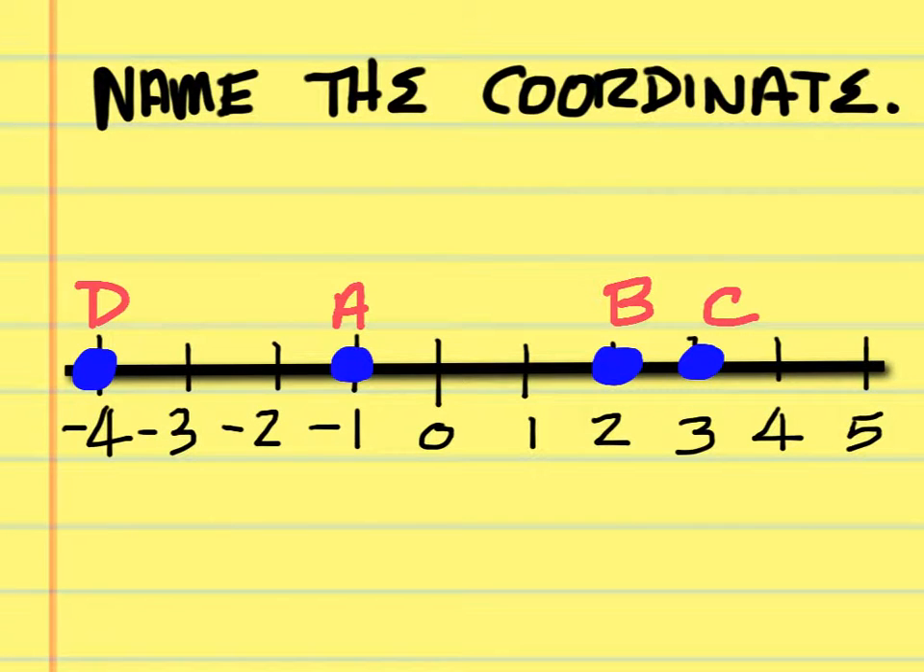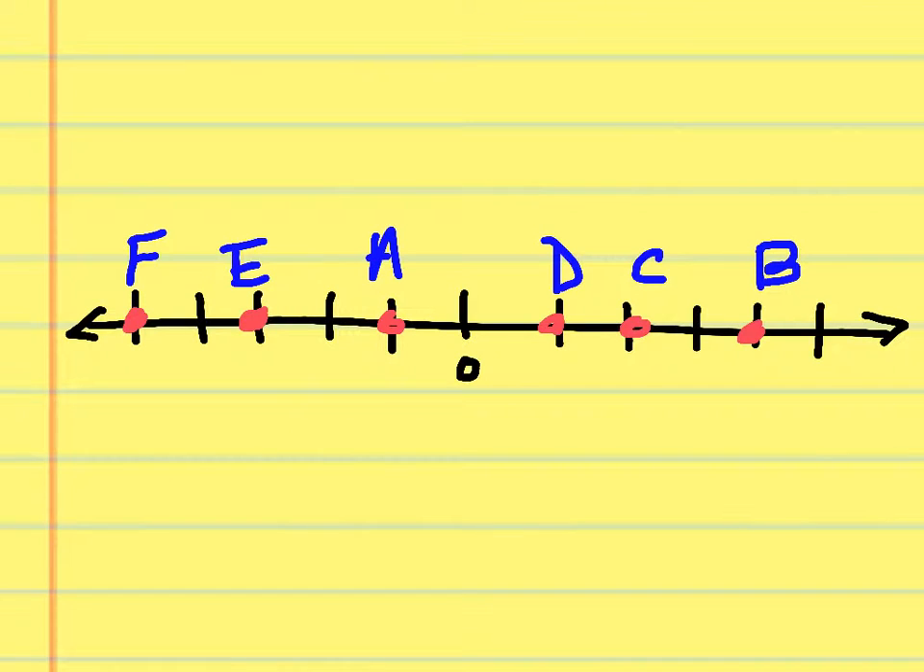What you have to do is name the coordinate. In other words, what number is each letter on. I'll call out the letter, and you have to tell me where it's at. So where is A? -1. Where is B? 2. And where is C? And where is D? It's at -4, right.